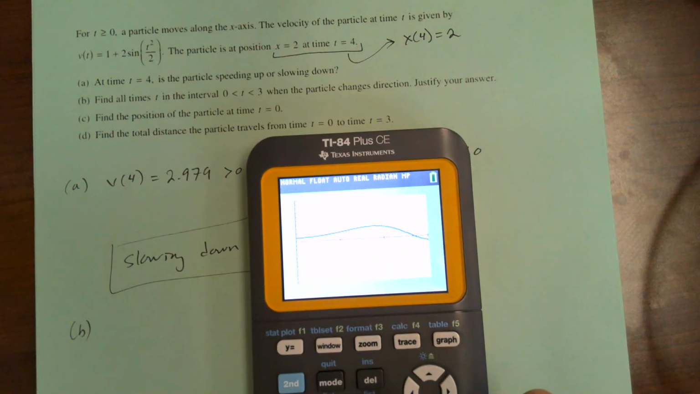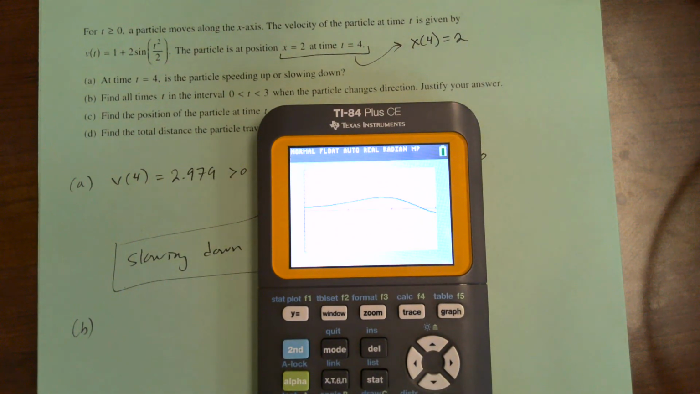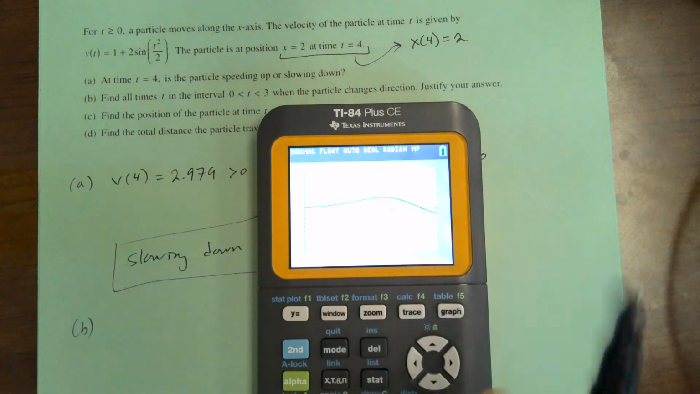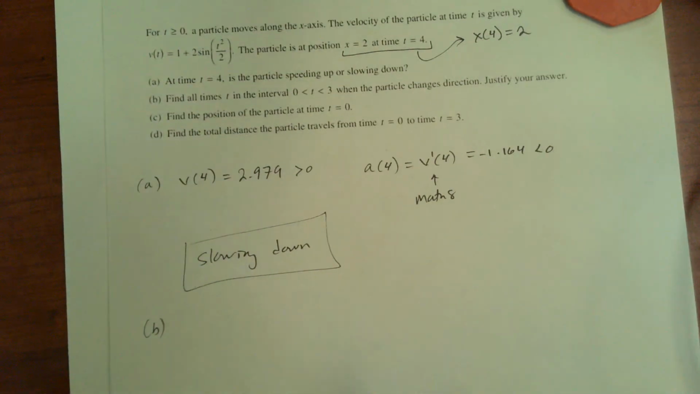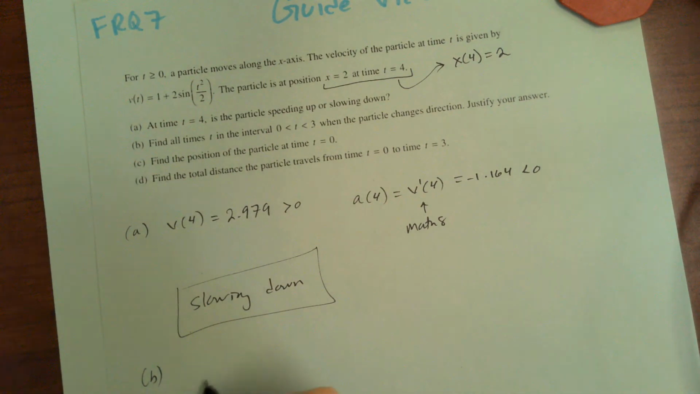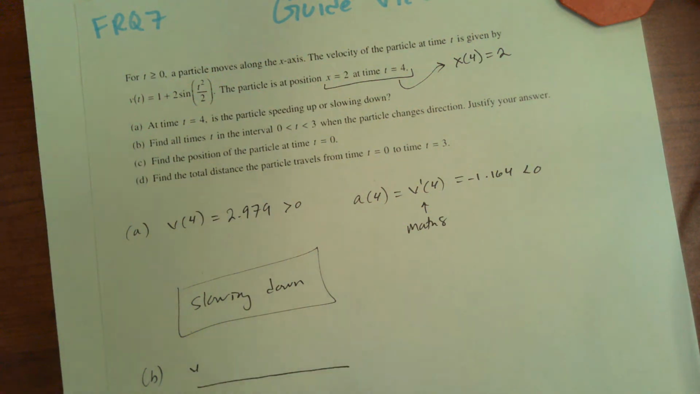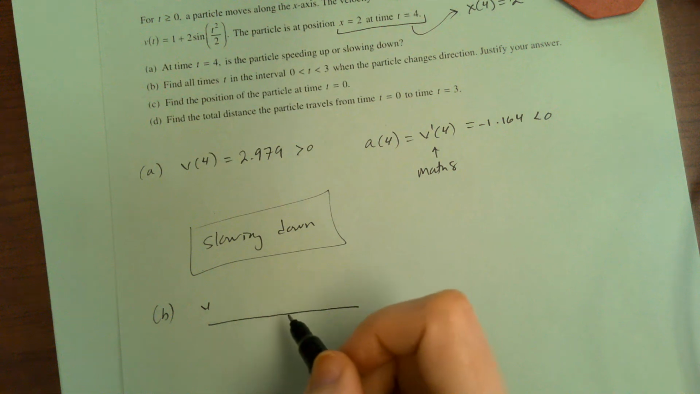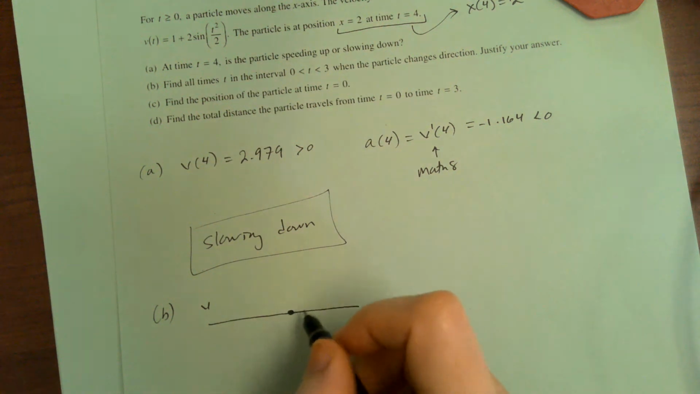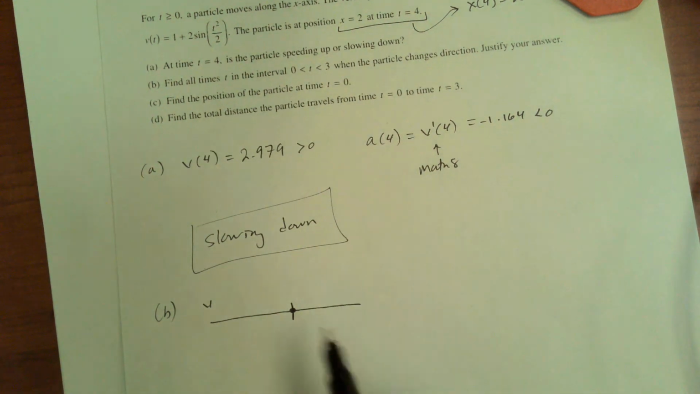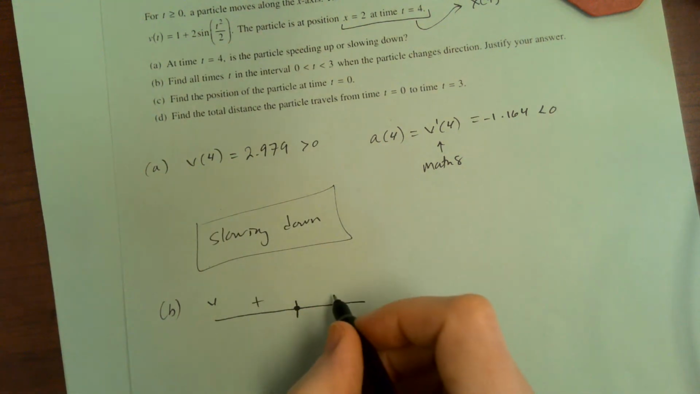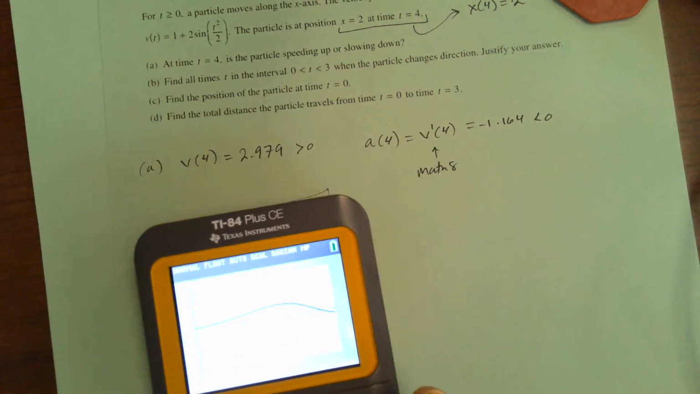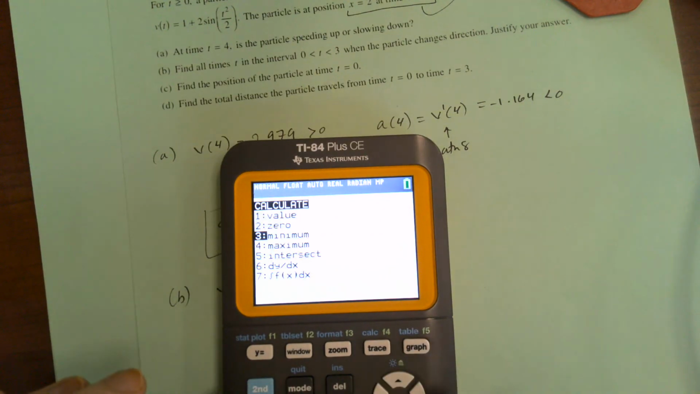And this is the graph that I get. This is the velocity graph. You can see that right about there, it changes sign from positive to negative. They say justify your answer, so I'll do some work. You just have to show your thinking and use words. I can see from my graph that velocity is positive to the left of this point and negative to the right of it. And to find that point, I'm going to do this.